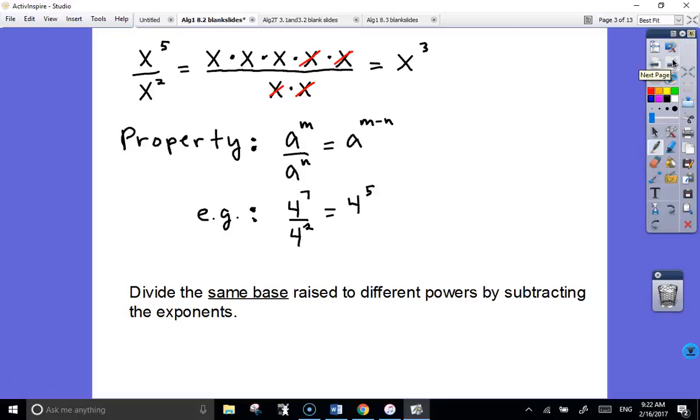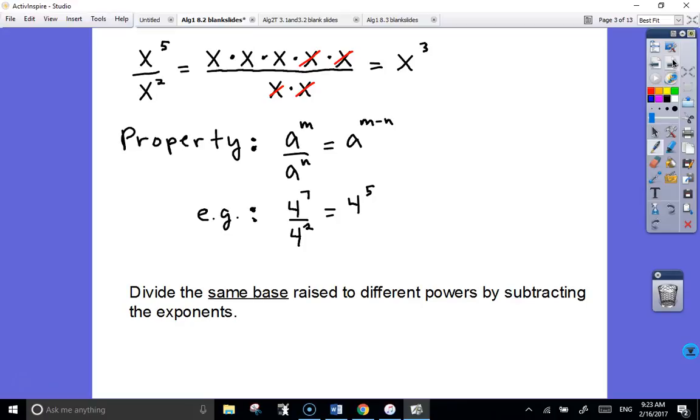So, properties of exponents. For example, x to the 5th over x squared. What did we say? What does it mean to say x to the 5th? Yeah, multiply x times itself 5 times. So we do that in the numerator. Okay, and then the x squared in the denominator is x times x. Okay, when you have common factors in the numerator and denominator, they cancel. So I can cancel 2 of the x's in the numerator with 2 of the x's in the denominator.